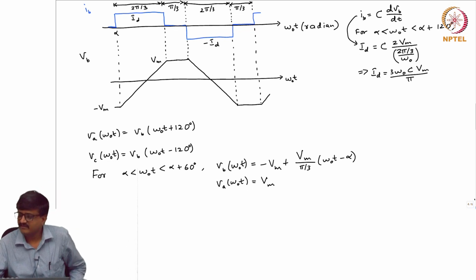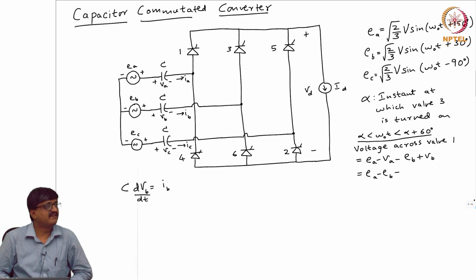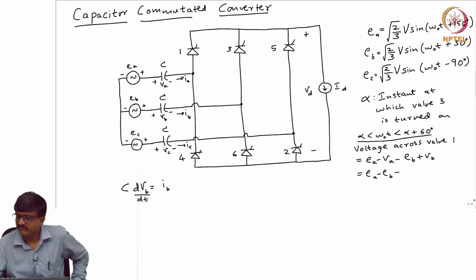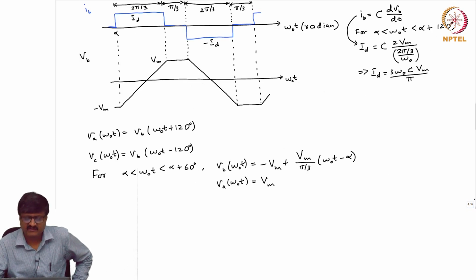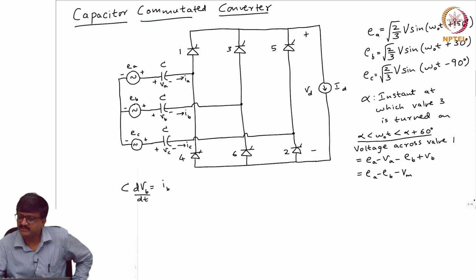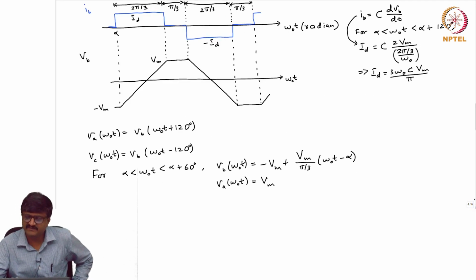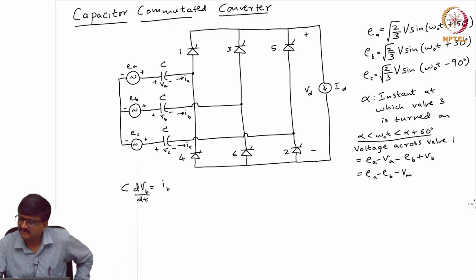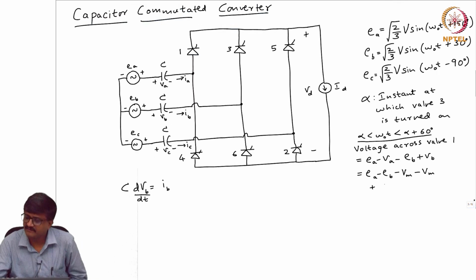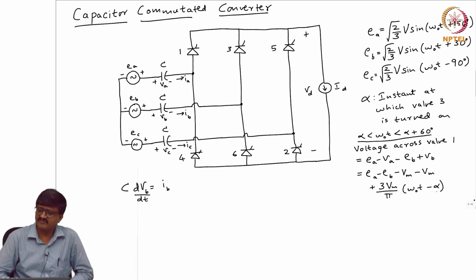So substitute this in the expression for voltage across valve 1. So I have minus Va, which is nothing but minus Vm, and, sorry, not minus Vb, plus Vb. So plus Vb is minus Vm plus 3 Vm by pi into omega t minus alpha. So this is the expression for voltage across valve 1.